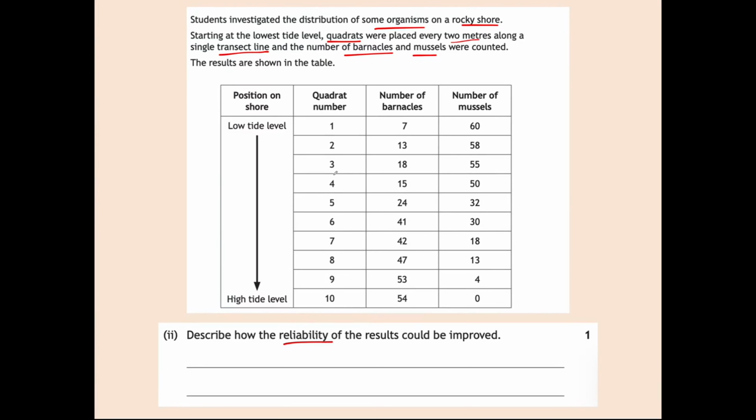Again, think reliability, repeat. What could we do? We've used 10 quadrats here. What could we do to increase the reliability? We could use or throw more quadrats, so increase the number of quadrats that have been thrown in the experiment. Or we could simply say, repeat the whole investigation or experiment again. Something similar to that would get you the mark for this particular question.